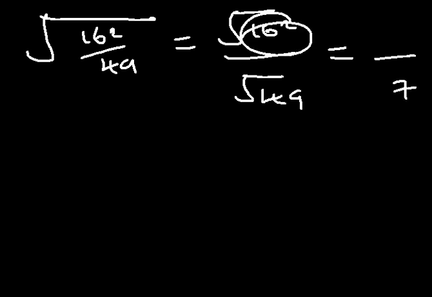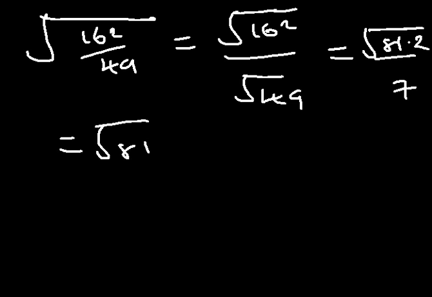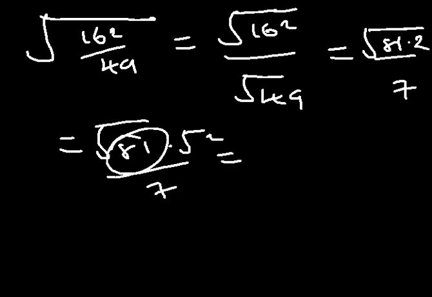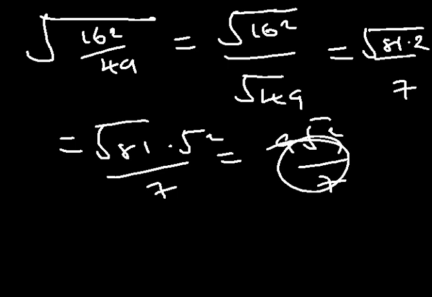How should we work out the 162? We have a pair of factors of 162 that contains the perfect square. 162 is the same as 81 times 2. So we can have the square root of 81 times the square root of 2 divided by 7, which is the same as, what is the square root of 81? We have 9 times the square root of 2 divided by 7. So that is the solution.